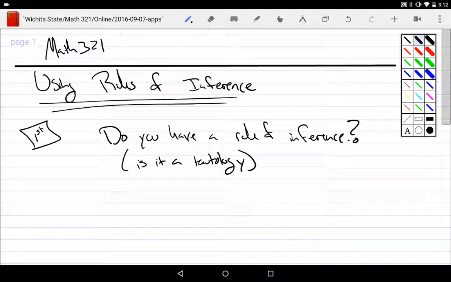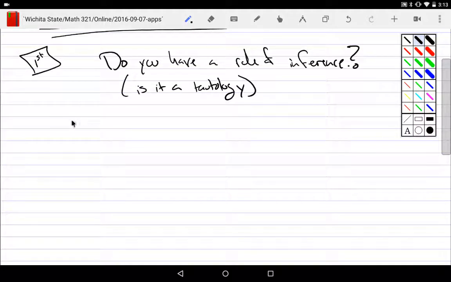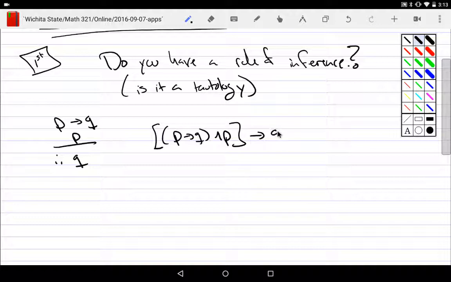All right, so a couple of the applications. First I want to talk about is how do you show that you actually have a tautology? So when we have a rule of inference, for example, you affirm the hypothesis, therefore the conclusion must follow. This is a compound proposition. This is just P implies Q, and you have P, and all of this is supposed to imply Q.